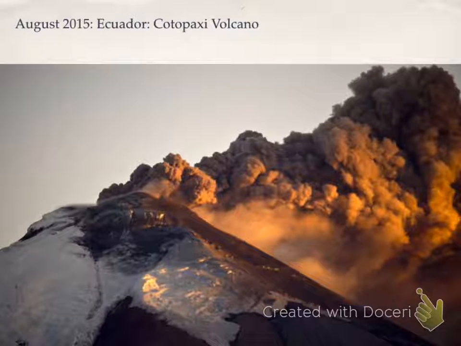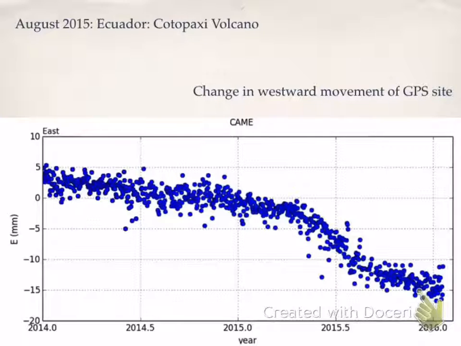But there's a lot going on with this that we can think about in this same idea. This is data from one GPS station on the flank of the volcano, and this is the beginning of 2014, the beginning of 2015, and then this is the beginning of 2016.